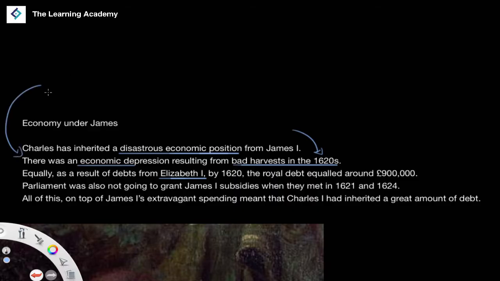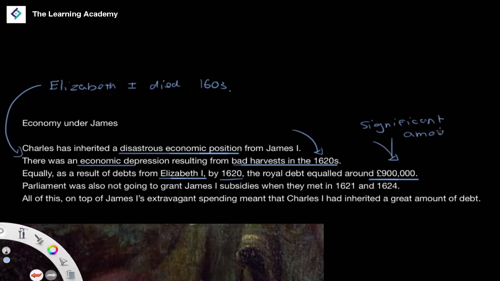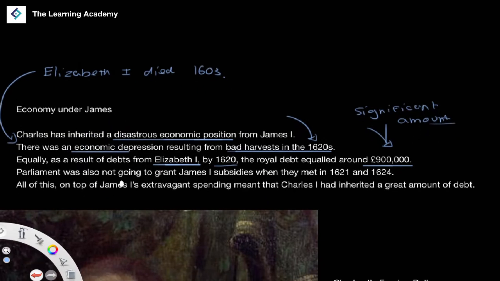She died in 1603. And as a result of debts that were accumulated under her reign, by the 1620s, the royal debt had equaled around £900,000, which is a significant amount of money by today's standards, if we account for inflation. So this is a significant amount of money that we are looking at in this situation.